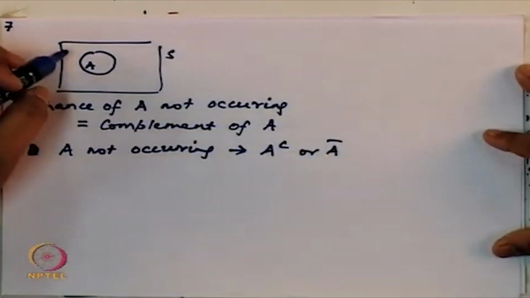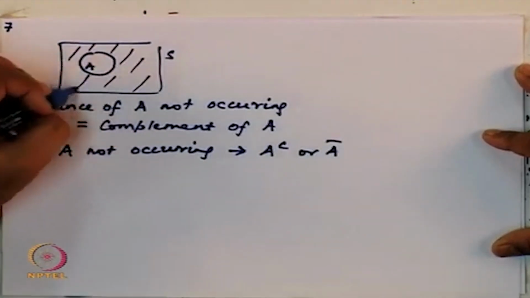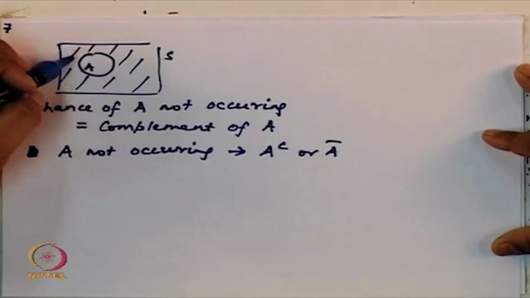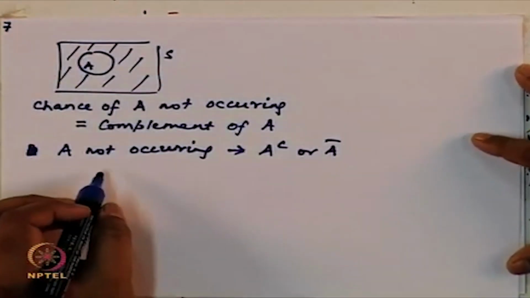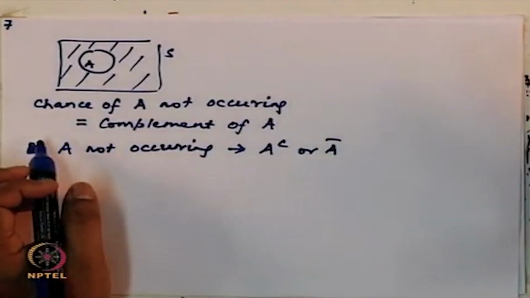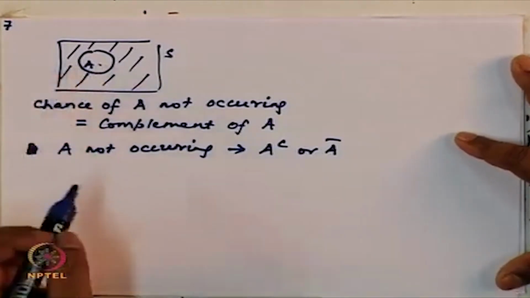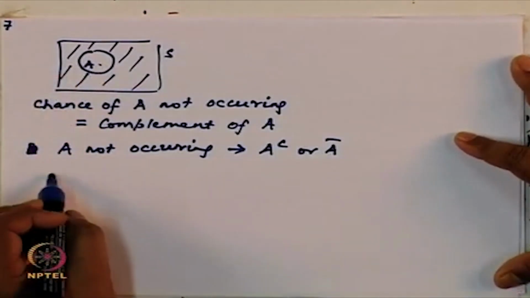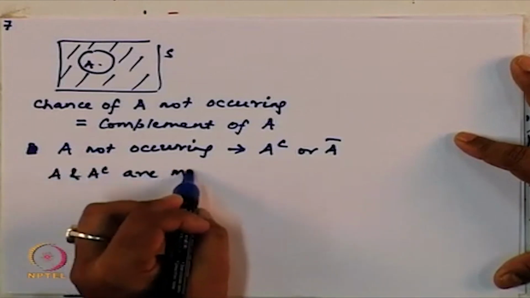So, the probability of A not occurring is this area under the curve. All these possibilities are when A does not occur. This is when A occurs. So I can clearly see, it brings us to the concepts of axioms of probability. When you have these two events, A and A complement, they are mutually exclusive.